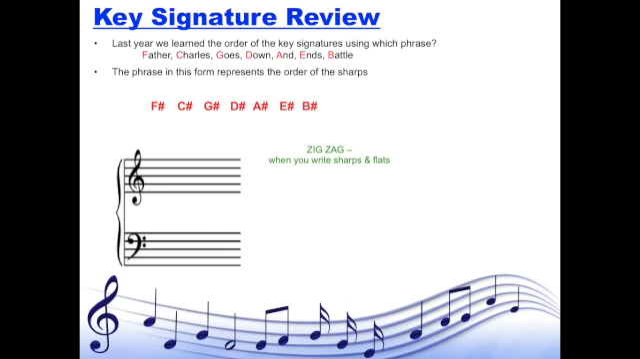We also learned that when you are writing the sharps on the staff, in that order, we will zigzag. You'll either start up high and zig down and zag up and zig down and zag up as you go through and write them on the staff, or you'll start low and then you'll zig up and zag down and zig up and zag down in order to write your sharps and your flats on the staff. The bass clef always follows the same pattern as the treble clef, so we write the sharps or flats in on the treble clef first, and then we go down and we follow the same pattern on the bass clef.